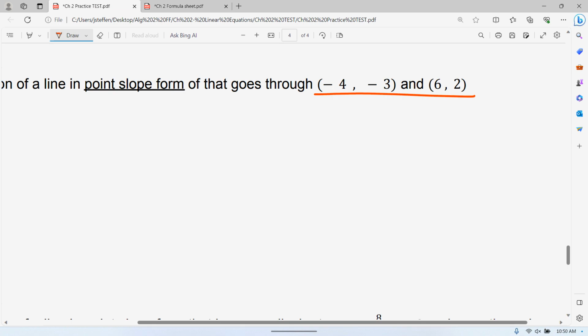So I have 2 minus negative 3 over 6 minus negative 4. In the calculator, my numerator, I would type in 2 minus negative 3. And my denominator, I would type in 6 minus negative 4. Minus negative is plus, so this is 5.